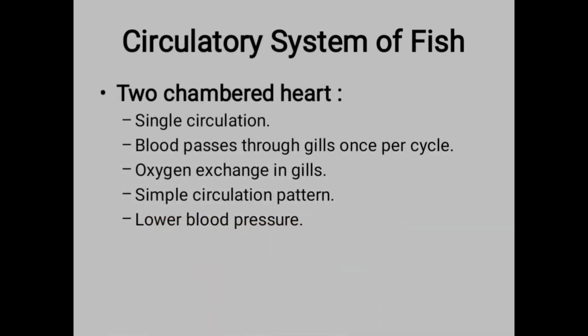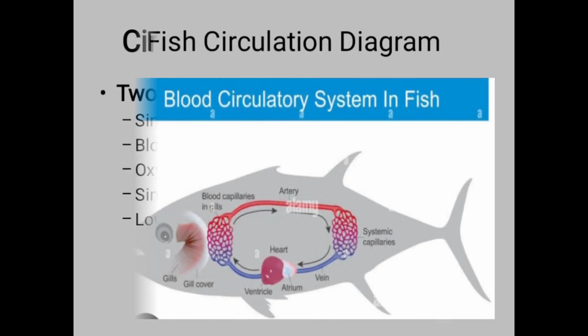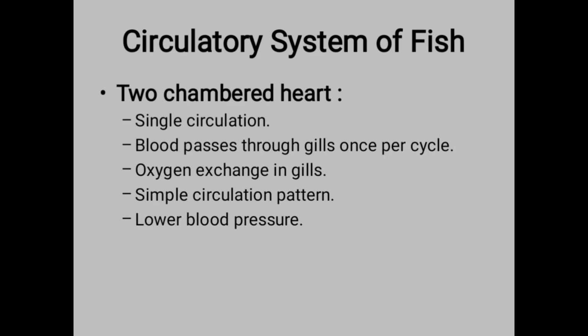Now I learned the circulatory system of fish. The circulatory system of fish has a two-chambered heart. When any animal has a two-chambered heart, that animal's circulation is called single circulation. The blood passes through the gills once per cycle. Here we use the word gills instead of lungs because fish don't have lungs. We call their lungs gills.